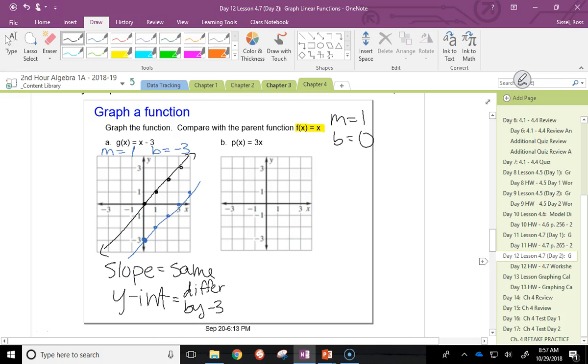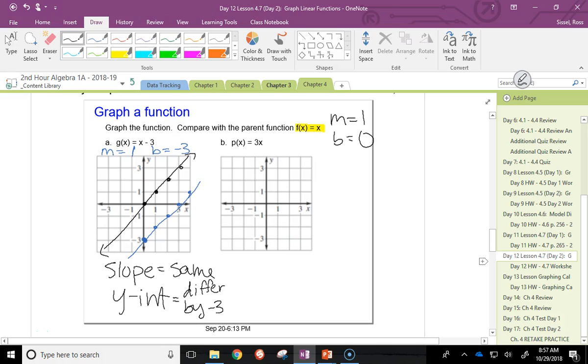Okay. So what about for this one? What's the parent function for b? Anyone else? What's the parent function? It's been the same for the last 6 problems. Yeah. So our parent function is f of x equals x.